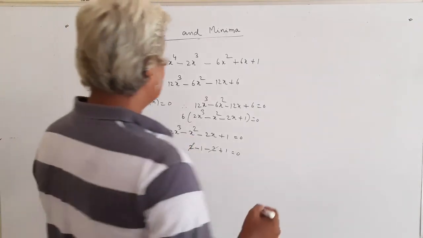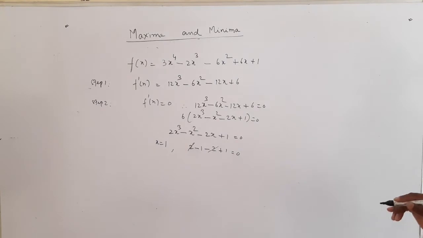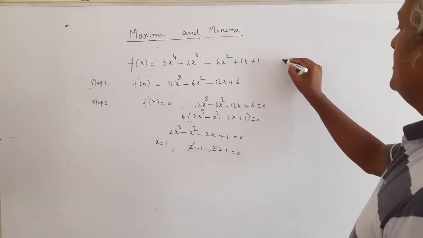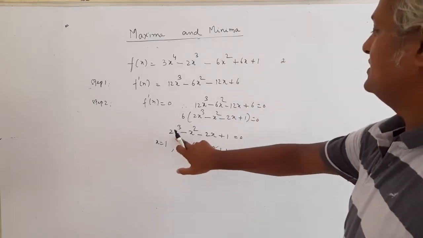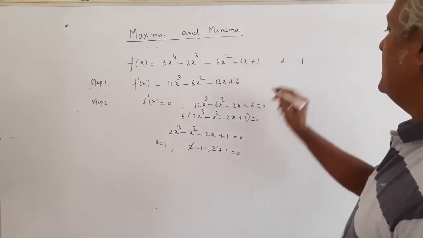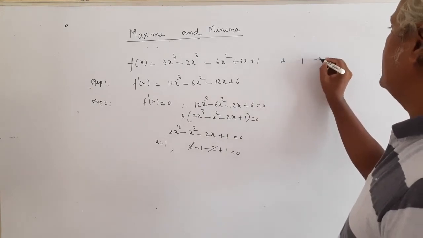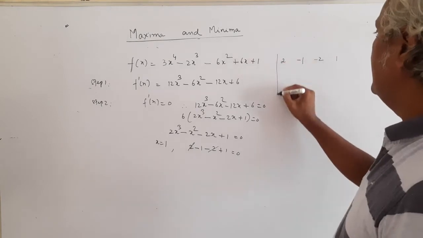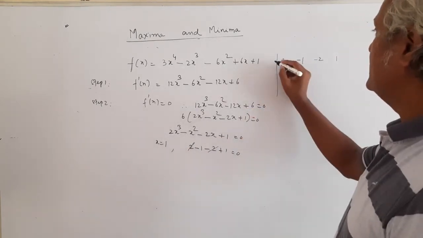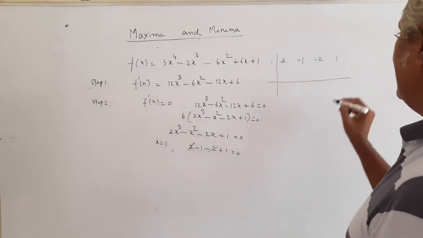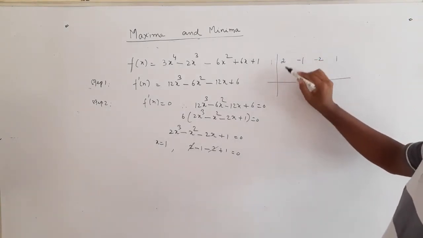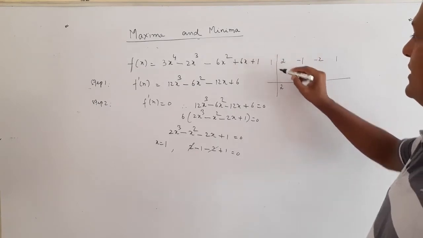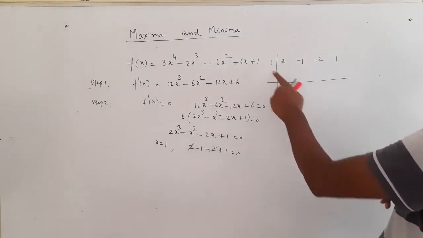Now I'll use the synthetic division method to find out the other factors. In synthetic division we have to write the coefficients: 2, then minus 1, then minus 2, and then 1 here. We are dividing by x equal to 1, so write 1 here. Then just drop the 2 directly without making any changes.